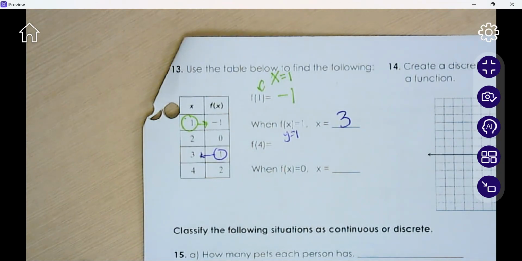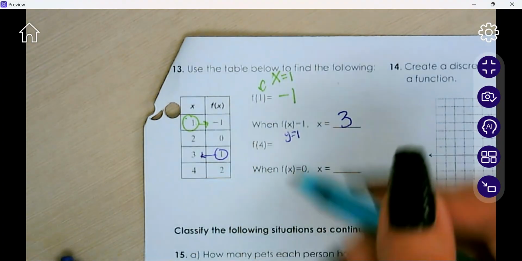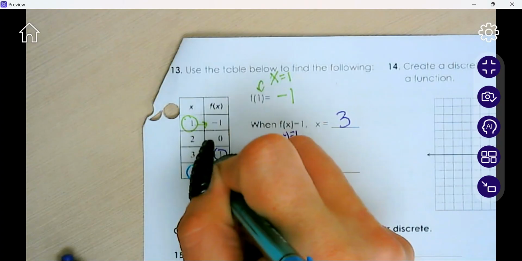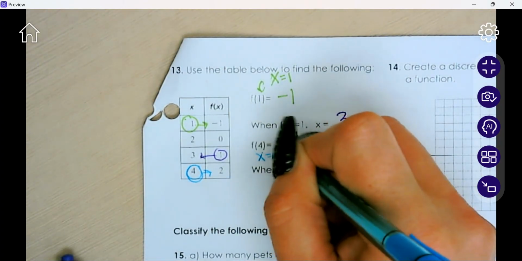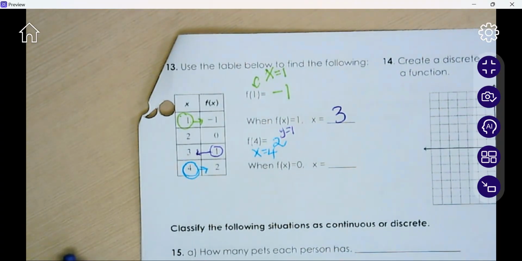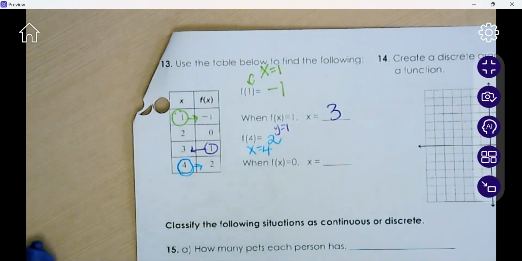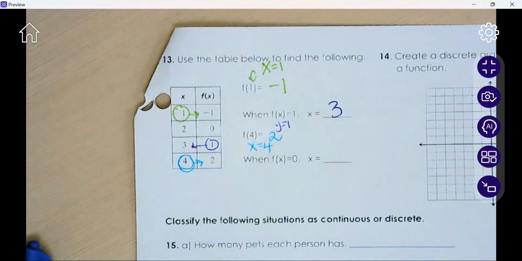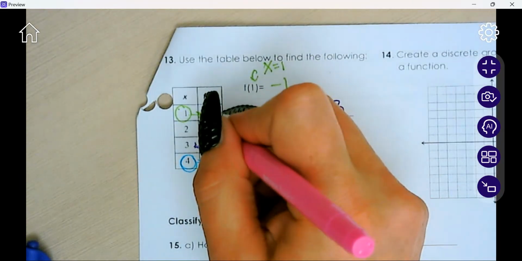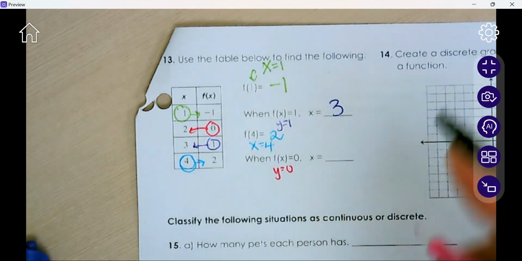Okay. Right here, this is asking for f of 4. So that means x equals 4. So I'm going to look at when x is 4 and find my y value, which is 2. So your answer here is 2. Okay, so now it's looking at when f of x is 0. I need a different color. Okay, so that means that your y is equal to 0. So I'm going to go to y is 0. And then I see my x value. It's asking for the x value is 2.